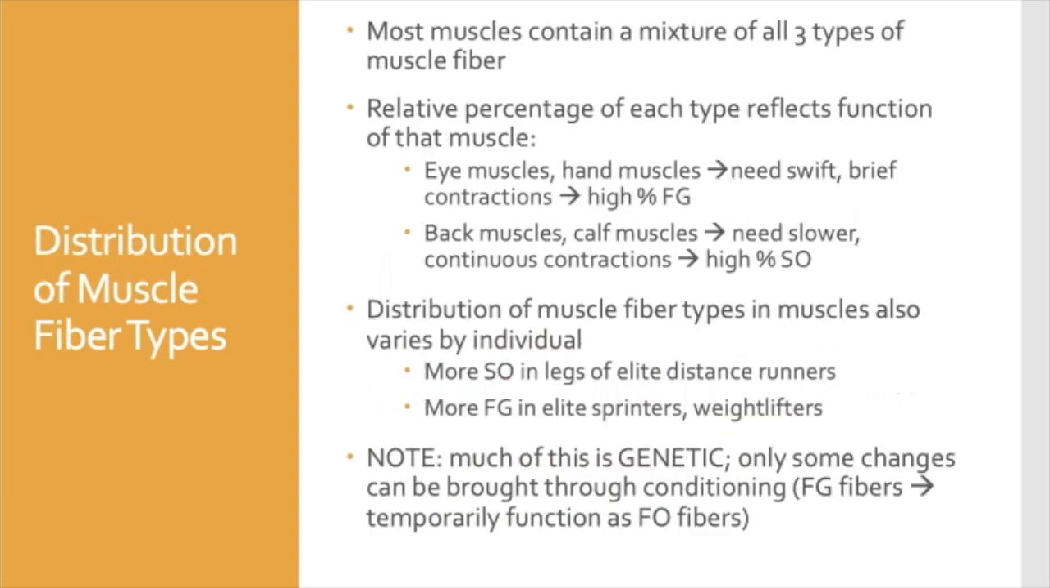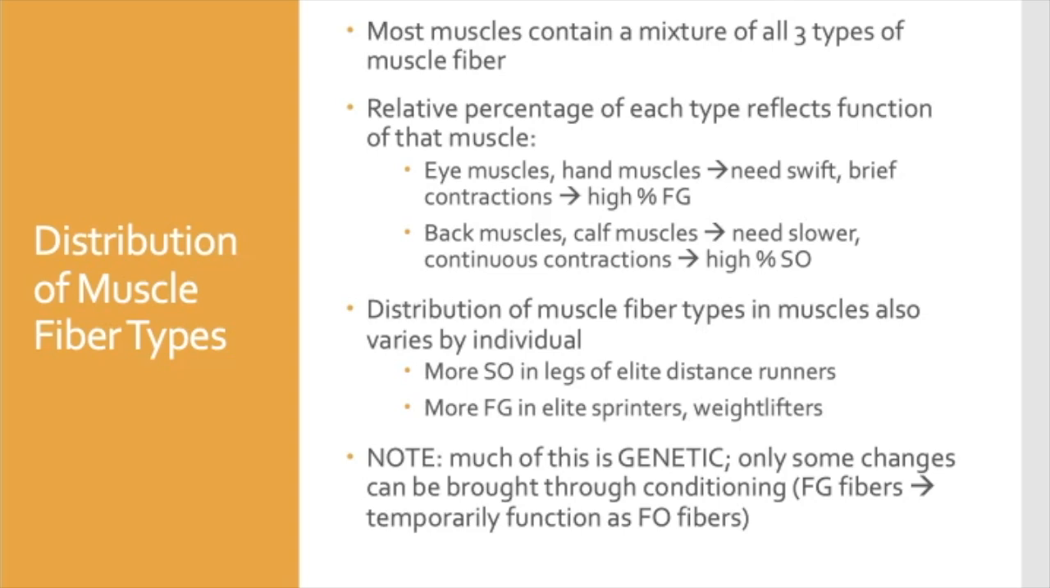Remember, in muscles, you're going to find some combination of these fibers in different proportions or different percentages. It depends on the work that particular muscle has to do. There are some muscle types, remember, that have to work very quickly. They need to be able to perform a very swift but brief contraction. Things like your eye muscles or your hand muscles. You're going to find a high percentage of fast glycolytic fibers in there.